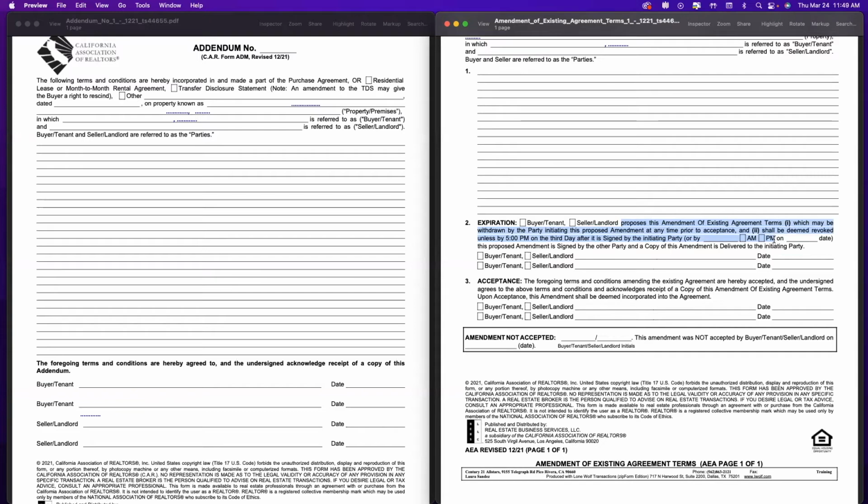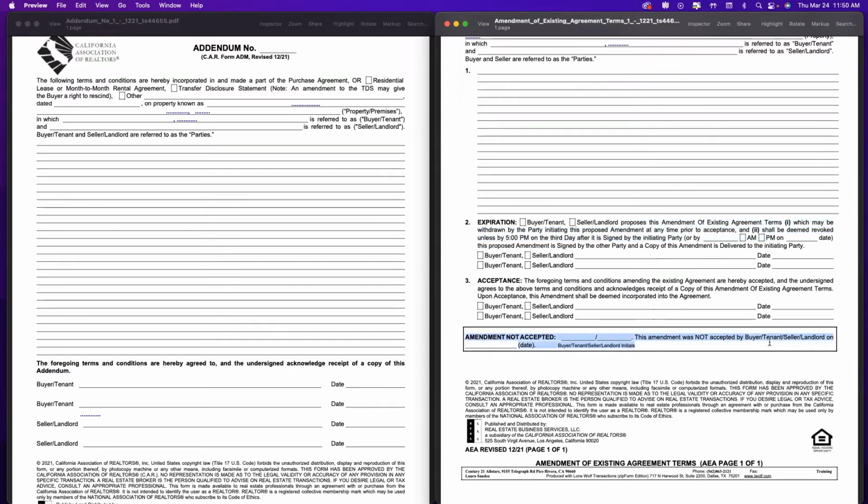So like if I send it to Jesus and I say, hey, here's the proposed change, I need a credit of $10,000 for closing costs, and then I send it to him. If by 5 p.m. on the third day after I send it, so if I send it today, then Friday, Saturday, Sunday is the third day, if he doesn't sign it and return it and accept it, then it's not valid any longer. Right? If he accepts it, then he's going to sign here. If he does not accept my proposal, right?